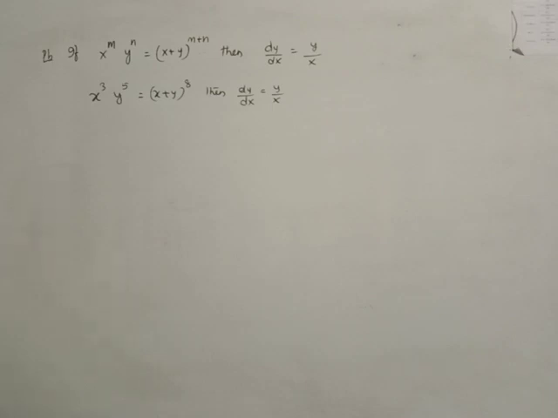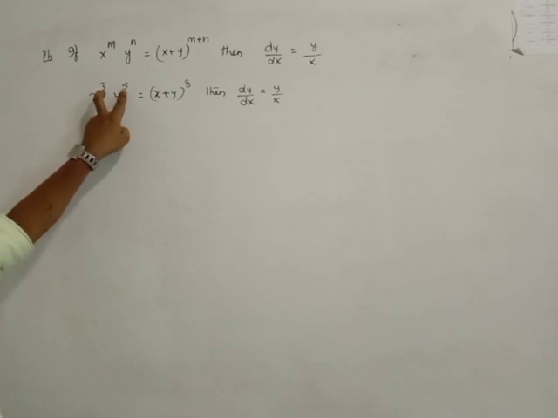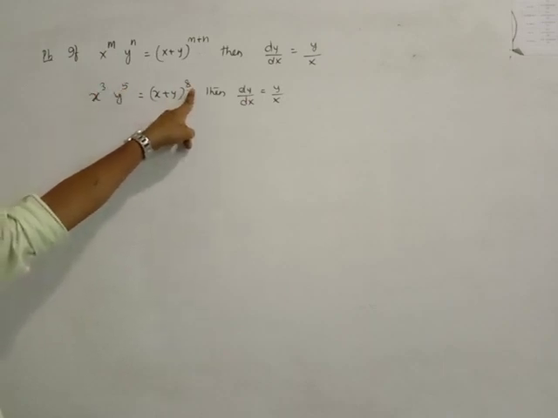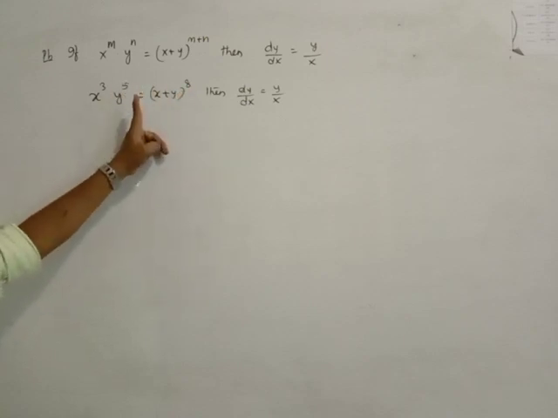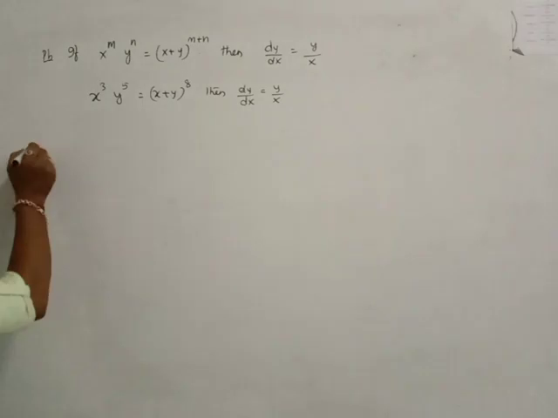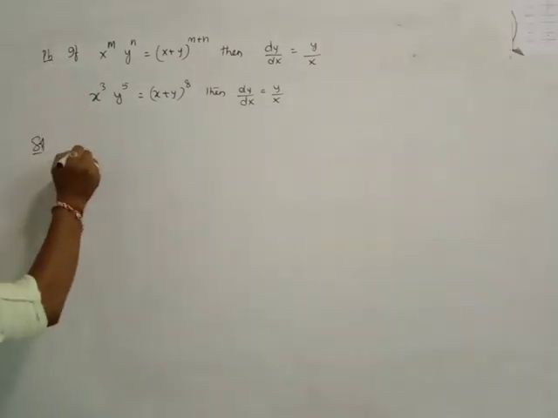You can write a lot of numbers, but simply remember that the summation of the two powers must appear as the total power. So 2 plus 5 means 7, 1 plus 3 means 4. Like that you need to take. Now we are going to discuss the answer by the standard method.